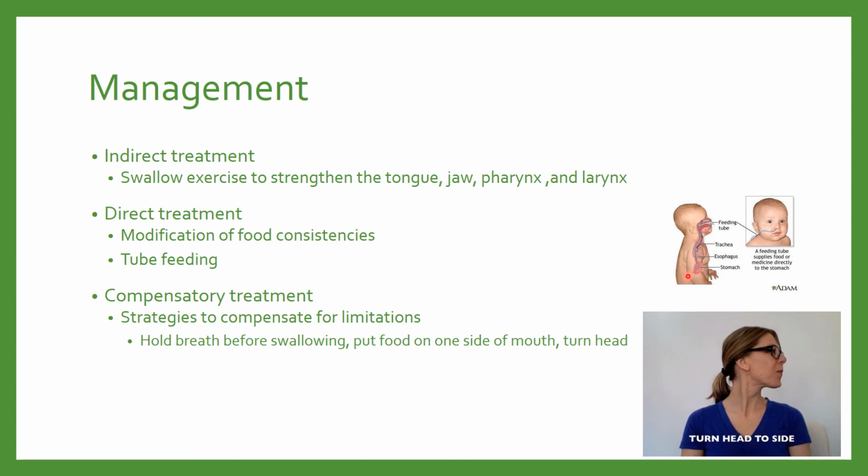We can also do compensatory strategies, which just give different techniques to help make the swallow more efficient or more safe. They could hold their breath before swallowing, which closes off their 2 layers of airway protection. So the true vocal folds close and the false vocal folds can squeeze together to keep food or liquid from going into the airway. They could also put food on one side of the mouth. If they have a weak tongue, we'll put it on the stronger side to help it chew up the food or push that food onto the chewing surface.